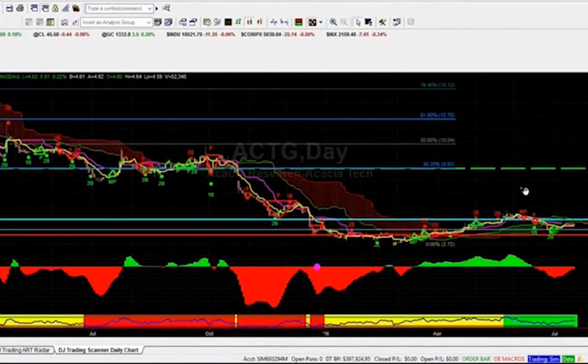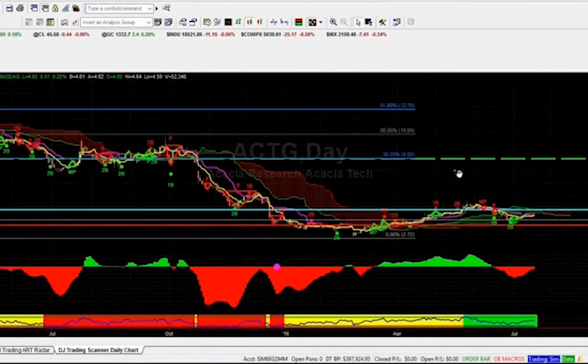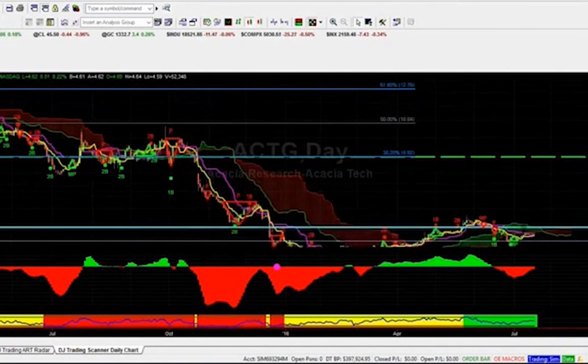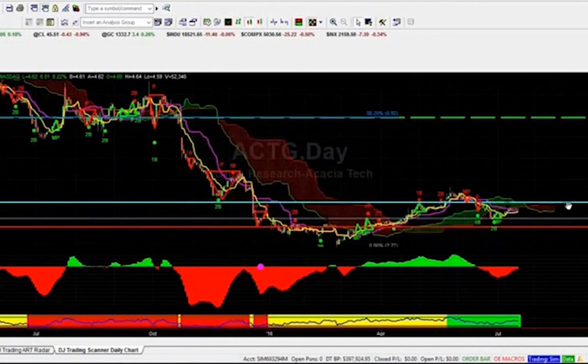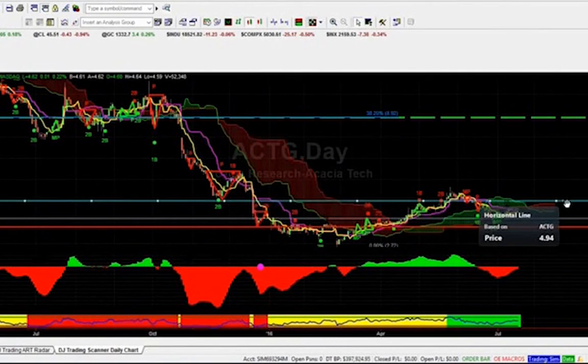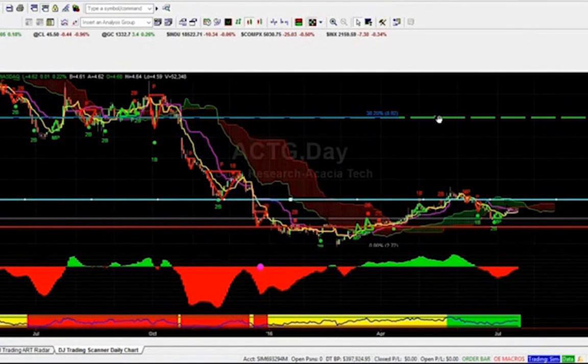ACTG, Acacia Tech. This is a good one. You can see I've already got it marked up. I've been watching this one. At this point, I probably want to adjust my entry line. I would be looking for a long trade. This is a wave 4 correction. Our target would be up here at about 892.